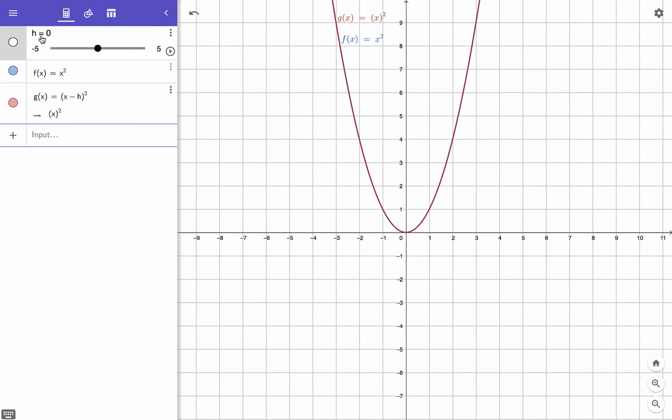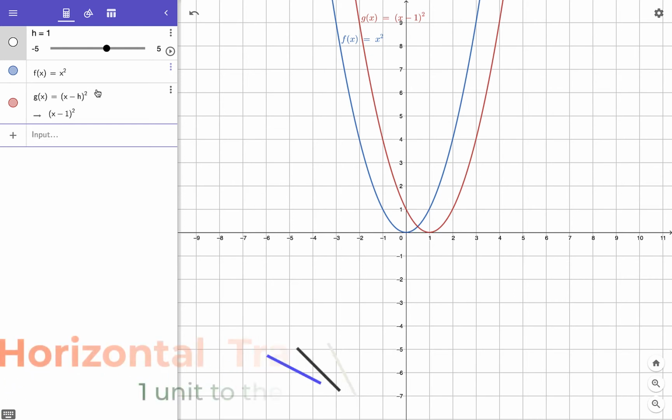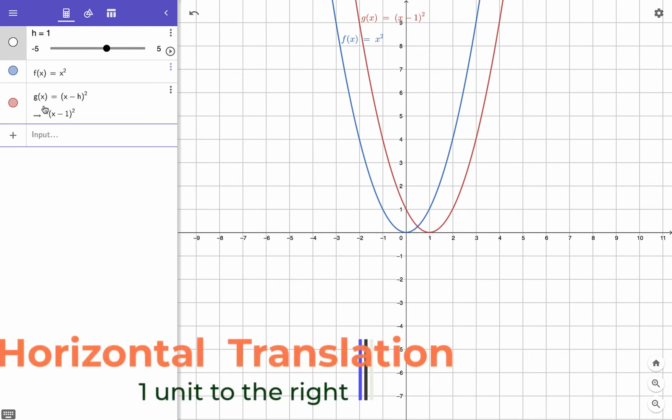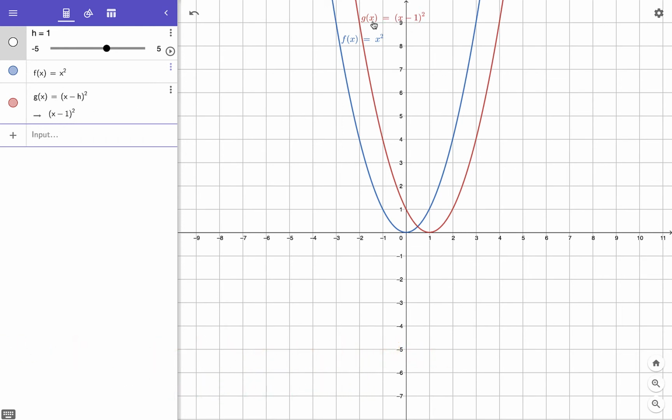Now, if I change the values of h, let's say I make h equals 1, as you can see, the graph is moving to the right. That's a right shift, 1 unit to the right. This is a horizontal translation, 1 unit to the right, and the equation g of x is of the form x minus 1 all squared. So the graph of x minus 1 all squared is a horizontal translation, 1 unit to the right.